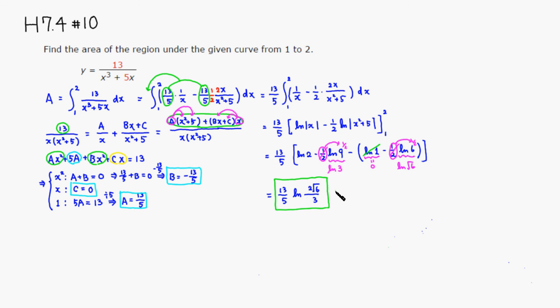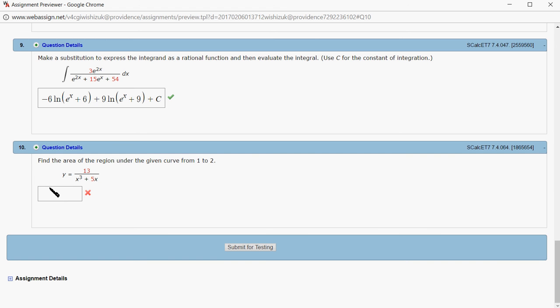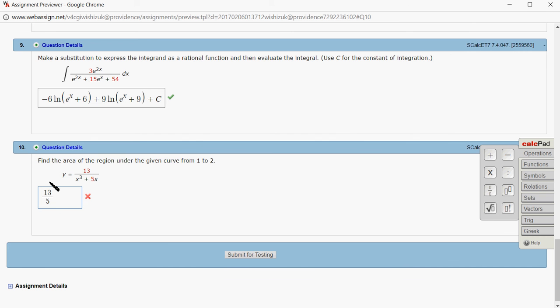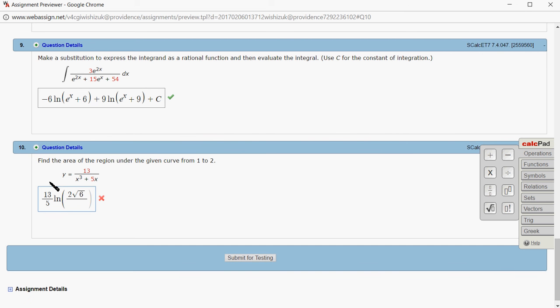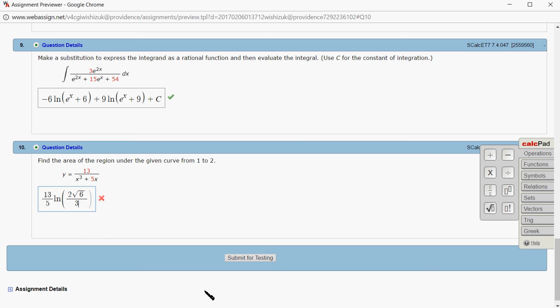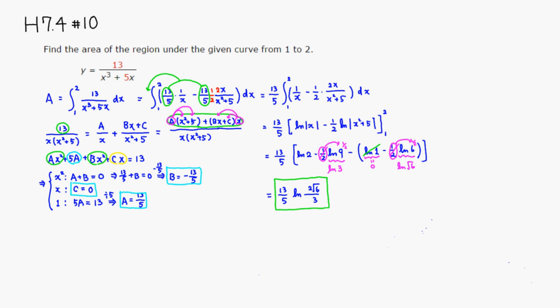Let's see if we did this correctly. I'm going to type it in: 13 over 5 times the natural log of 2 square root of 6 over 3. Let's check the answer. Submit for testing. I came back and it looks like we did this one correctly. That's it. I hope that this was clear.